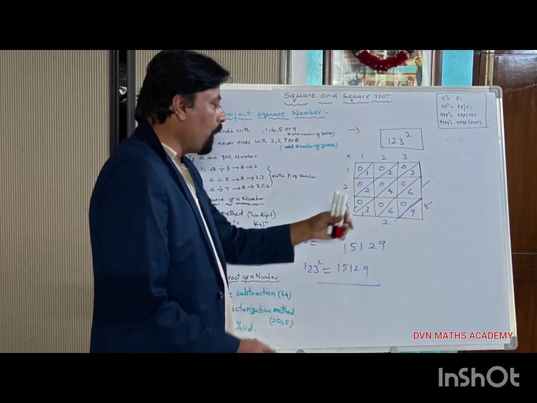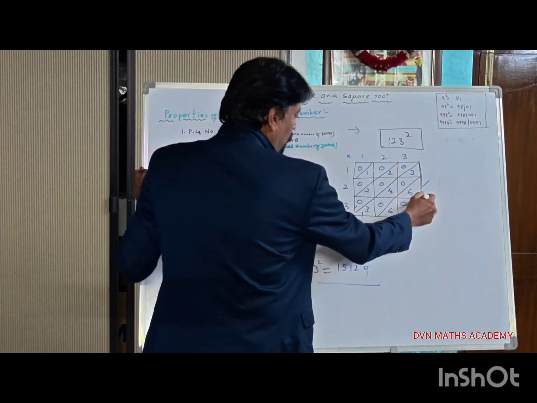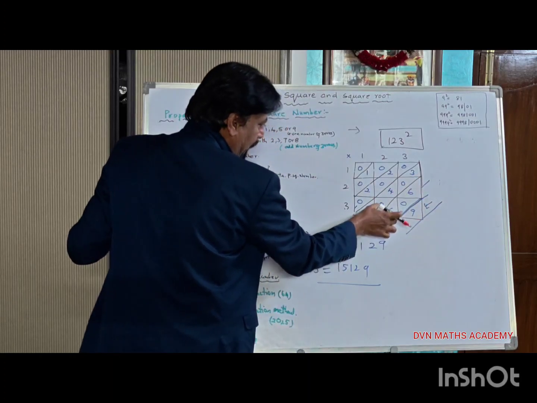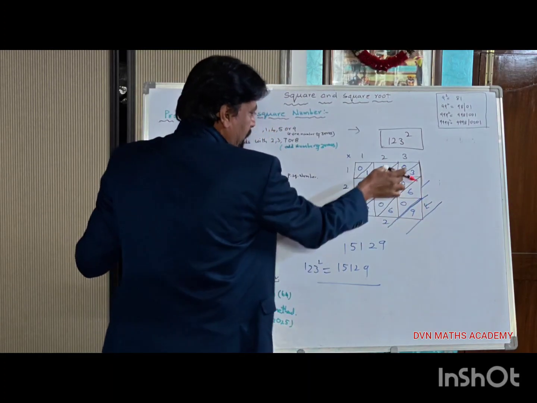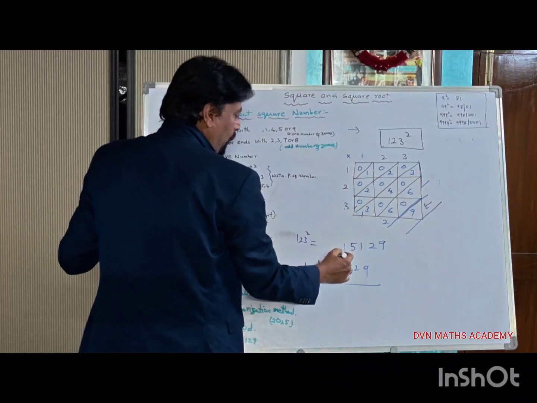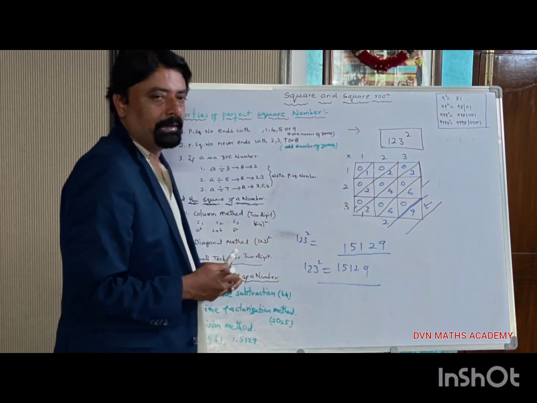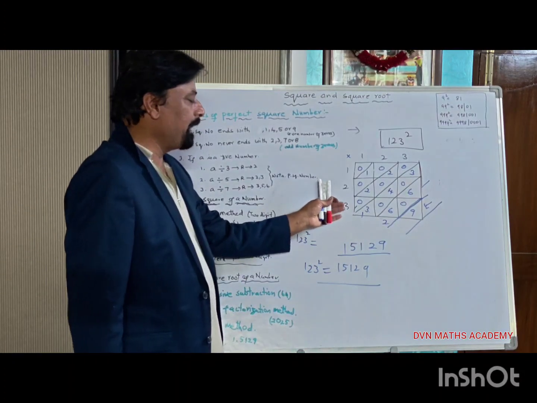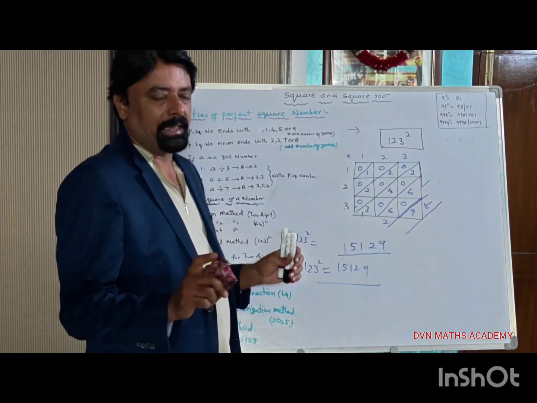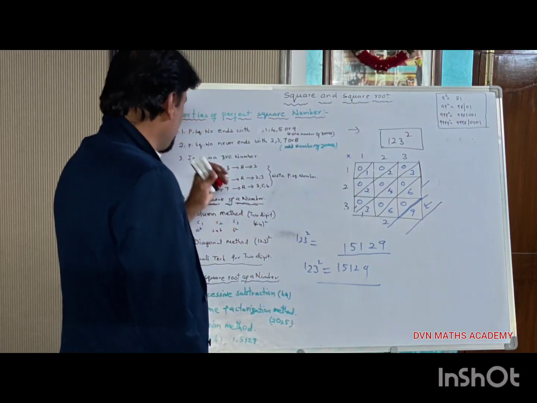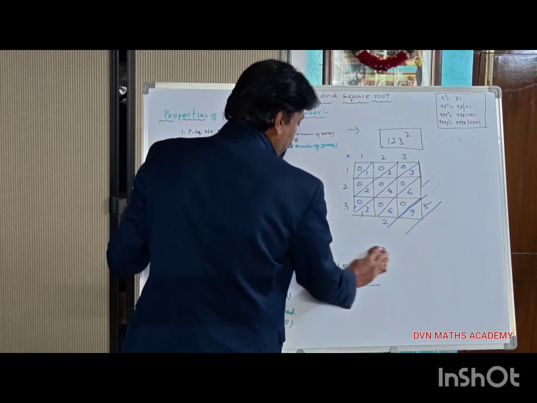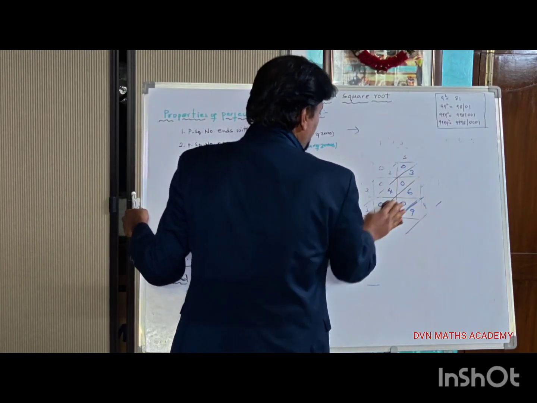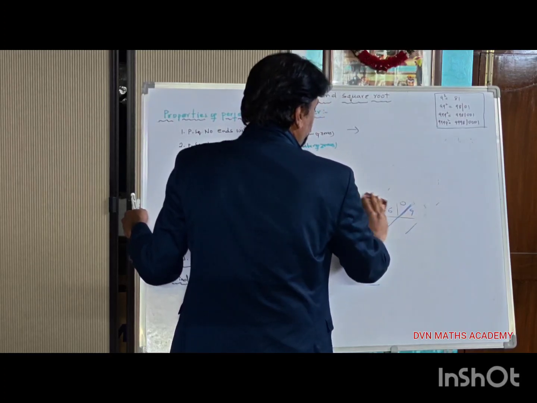After completing the box, you add the values according to the diagonals. This is one diagonal, then you add the values in this diagonal, and this diagonal, and this diagonal, and you write the answer, that is 123 square, which is 15,129. This is very interesting. It is applicable for all numbers: 2-digit, 3-digit, 4-digit. This method is called the diagonal method. If you practice more questions on this method, you will find it very easy to find the square of a given number.